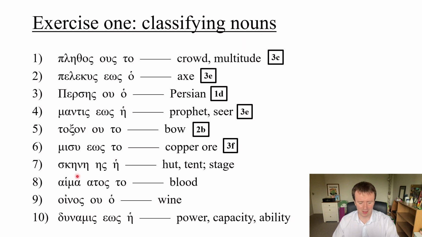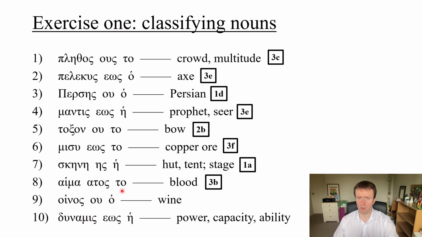Number 7 is skene, which means hut, tent, or stage. Skene is a 1A noun. We know that because its nominative singular ends in -e and its genitive singular ends in -es. And like all 1A nouns, it is feminine. Number 8 is haima, which means blood. Haima is a 3B noun. We know that because its genitive singular ends in -os and it is neuter.